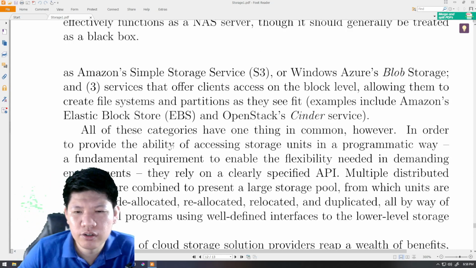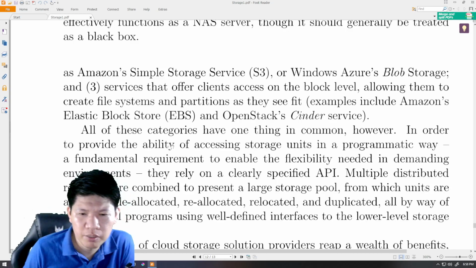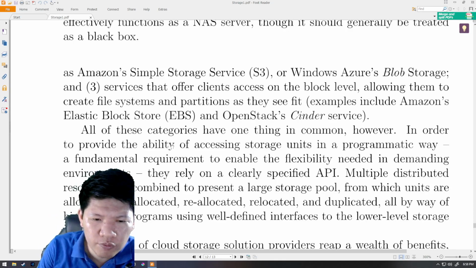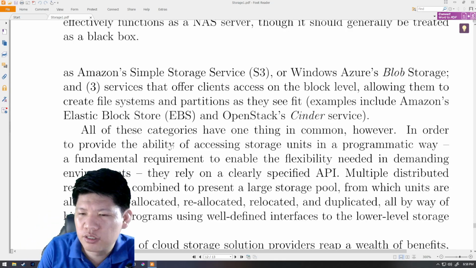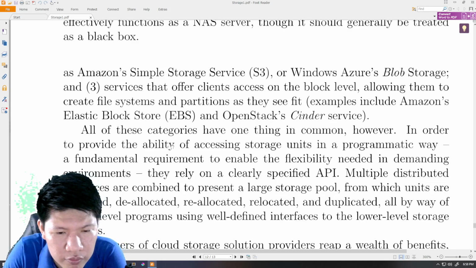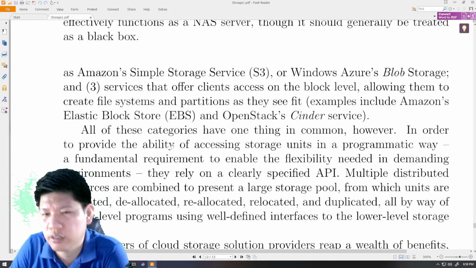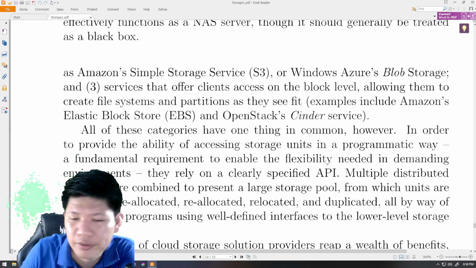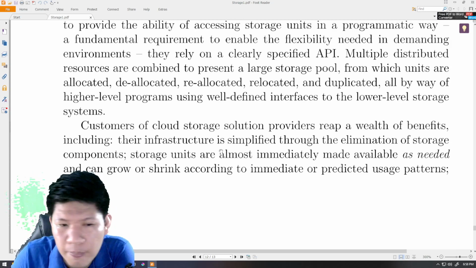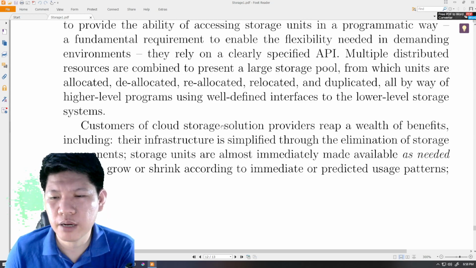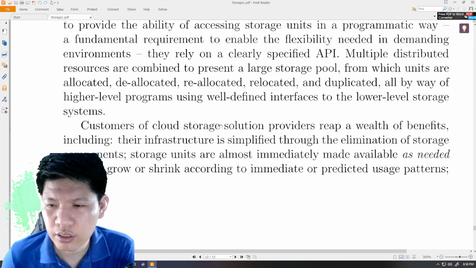So all of these categories have one thing in common. However, in order to provide the ability to access a storage unit, fundamental requirements are needed in the model. We have protection. Some customers of cloud storage solutions have provided a recap of whether it is a benefit.